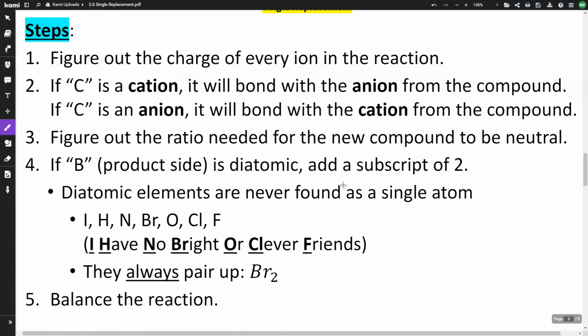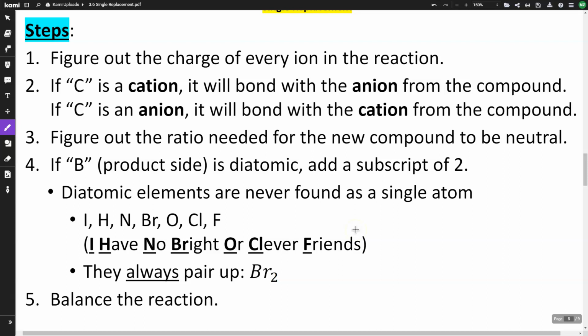So here are the steps. Step 1, figure out the charge of every ion in the reaction. If C is a cation, it will bond with the anion from the compound. If C is an anion, it will bond with a cation from the compound. So basically, positive is going to switch out with the positive, negative is going to switch out with the negative. Figure out the ratio needed for the new compound to be neutral.